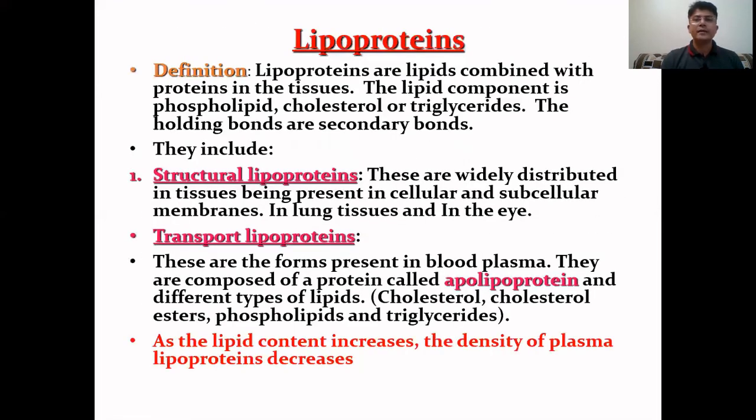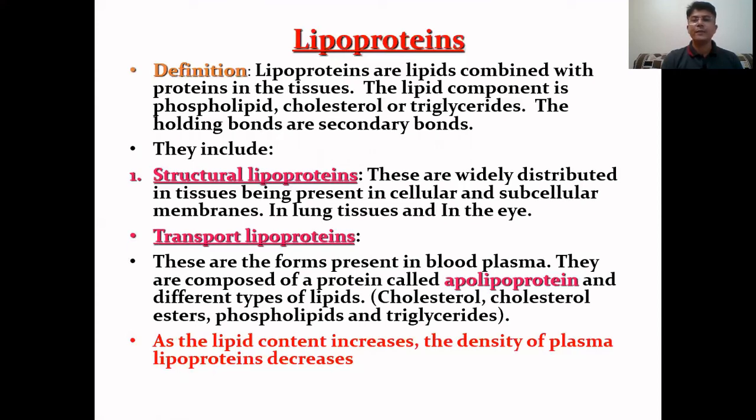Lipoproteins are lipids which are conjugated with proteins. These can be further classified into structural lipoproteins or transport lipoproteins. Structural lipoproteins are widely distributed in tissues, being present in cellular or subcellular membranes, in lung tissues and in the eye. Transport lipoproteins are the forms which are present in the blood plasma.